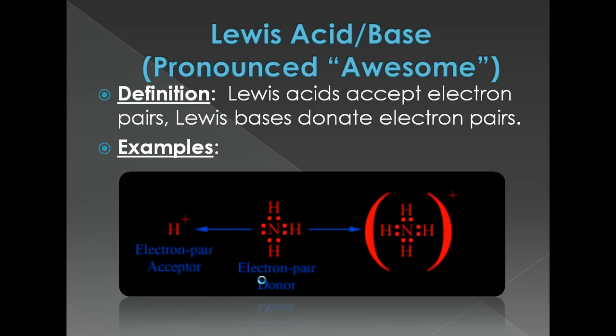Lewis acids and bases. So Lewis acids accept electron pairs. Lewis bases donate electron pairs. Here we have NH3, and it has an electron pair that's not shared. So it can donate that pair to this hydrogen. So the hydrogen accepts that electron pair, and we get NH4 plus. The Lewis acid that accepts the electron pair is the H plus, and the Lewis base is the NH3, the ammonia molecule.